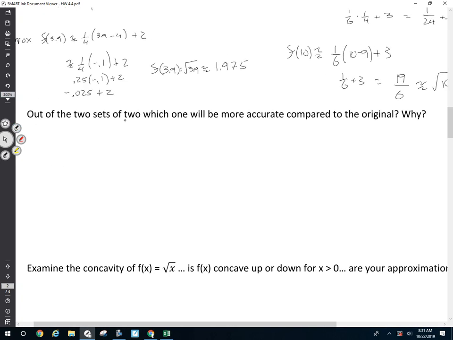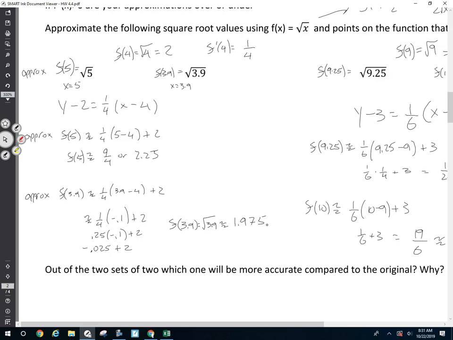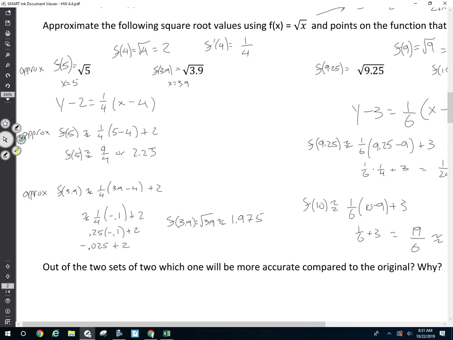Out of the two sets of two, which one will be more accurate compared to the original? Why? The ones that are closer to the point that I'm using on the function. I have a point (4, 2) on the function root x. The x value of 3.9 is closer to 4 than the x value of 5.